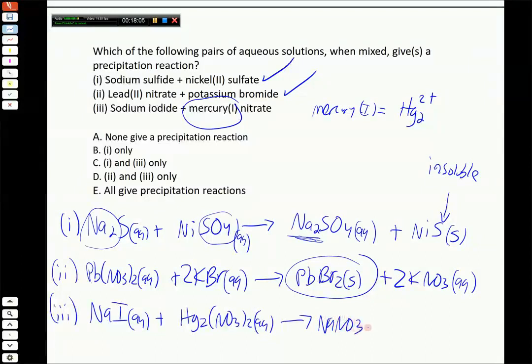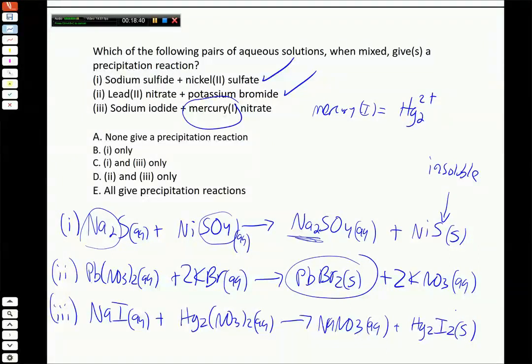the classic example of a spectator ionic compound because sodium is always soluble, nitrate's always soluble. And then the other product is going to be mercury 1, Hg2 2+, paired with iodine. You're going to have 2 of those. And this is one of those exceptions. This is one of the insoluble halide compounds. Remember, for halides, the insoluble ones are silver, lead, mercury 1, which is this one, and copper 1. So this one will also be insoluble.